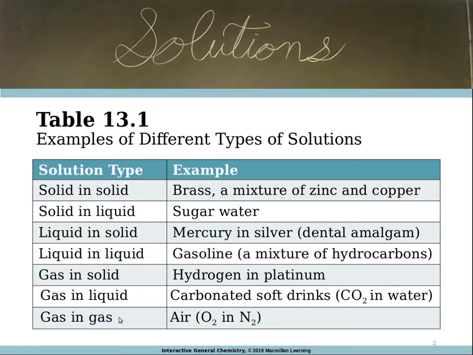It's really bizarre. Gas and liquid, of course: carbonated soft drinks have carbon dioxide dissolved in them, and there's oxygen dissolved in the ocean. That's why fish are able to survive. And then gas in gas, and so perhaps the most ubiquitous and abundant solution around us is the atmosphere itself. Oxygen and nitrogen and other components are all mixed together at the atomic level, and they make up the atmosphere around us.